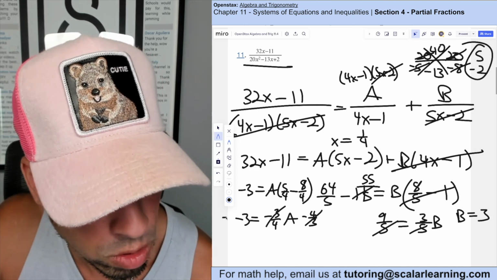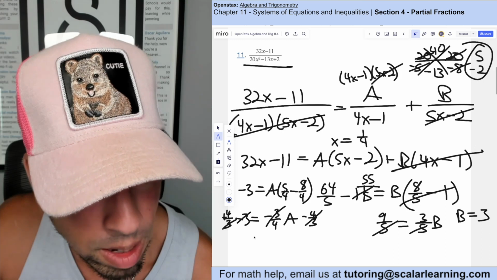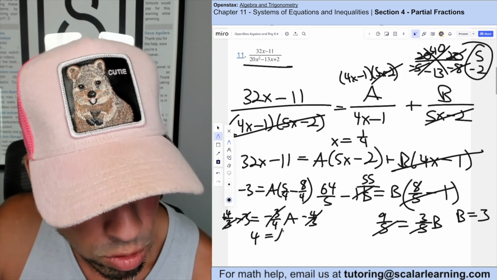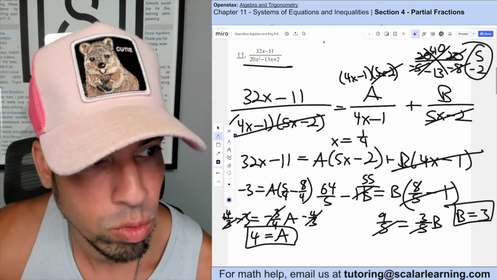Negative 4/3 times negative 3. These are going to cancel out. Negatives are going to go away, and we're left with 4 is equal to a. So we got 4 is equal to a, b is equal to 3.